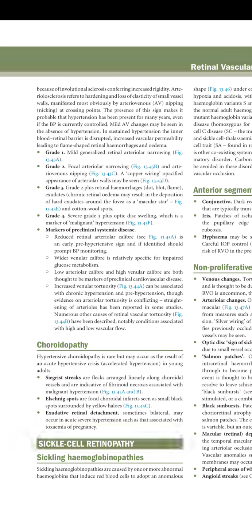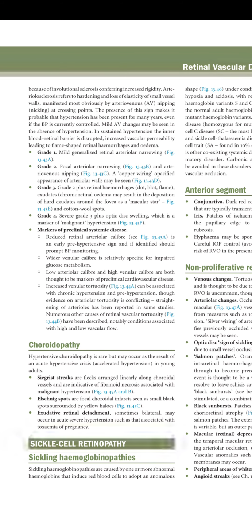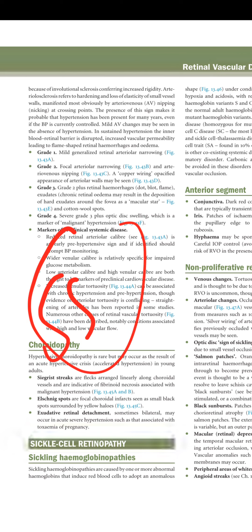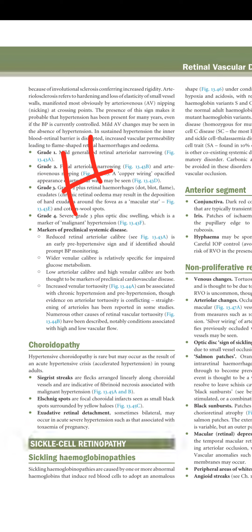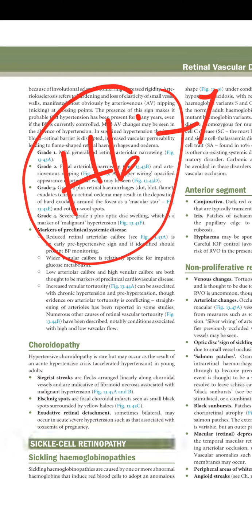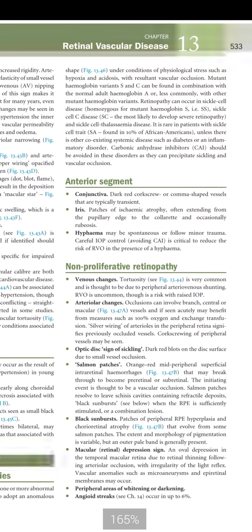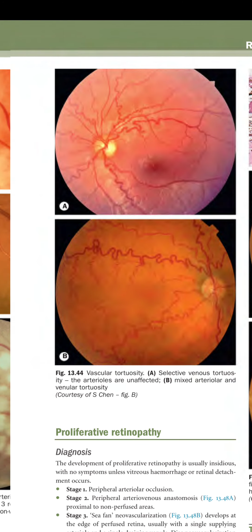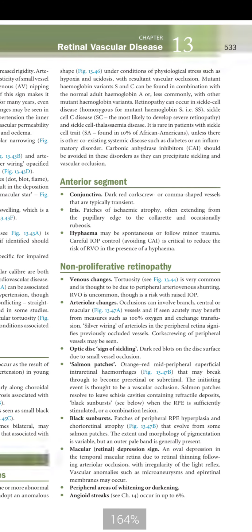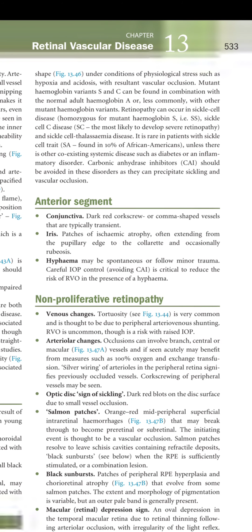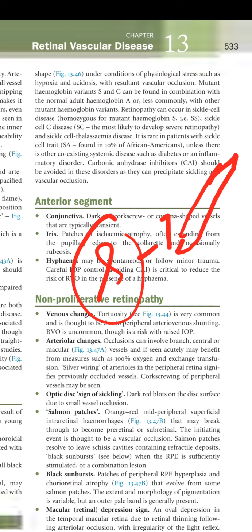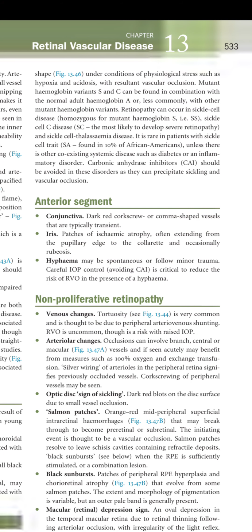Next is sickle cell retinopathy. Sickle cell retinopathy occurs in those having sickle cell disease. Sickling hemoglobinopathies are caused by one or more abnormal hemoglobins that induce red blood cells to adopt an anomalous shape under conditions of physiological stress such as hypoxia and acidosis, with resultant vascular occlusion. So whenever there is some kind of stress, the cell changes its shape, causing sickle cell formation and obstruction of the vascular system.